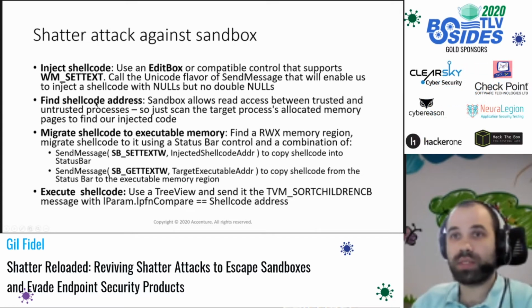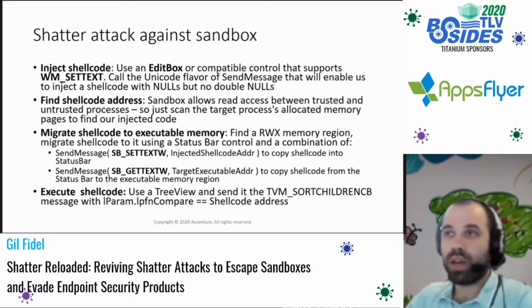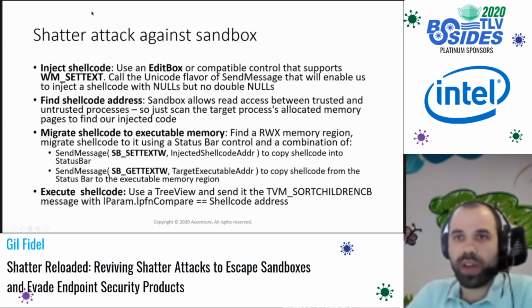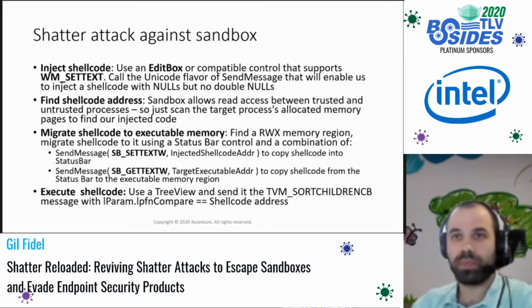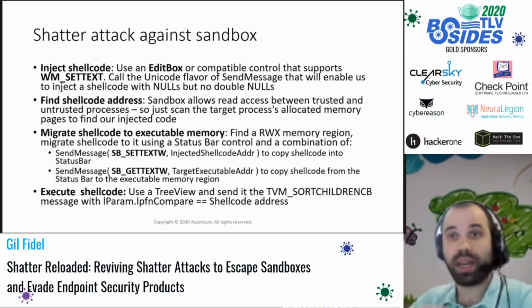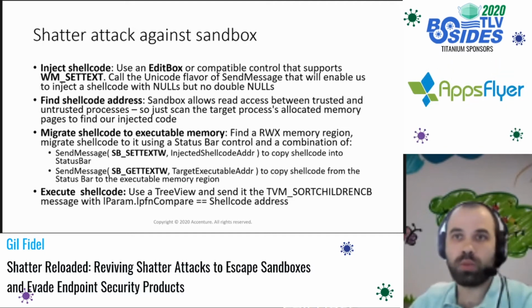Next, we need to find the address of the shellcode. In the original Shatter attacks, they assumed that the address is static, and they simply hard-coded it. But we wanted to do it dynamically. At this stage, we leverage the fact that we have read access to the target process. So we opened the target process for reading and scanned its memory using VirtualQueryEx to get one memory region at a time, until the pattern matched the shellcode we copied into the edit box. So now we had the address of our shellcode in the target process memory.